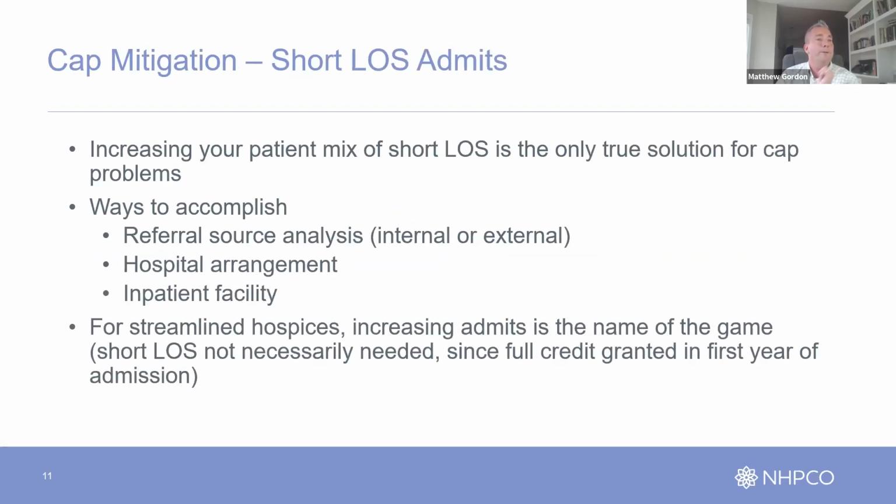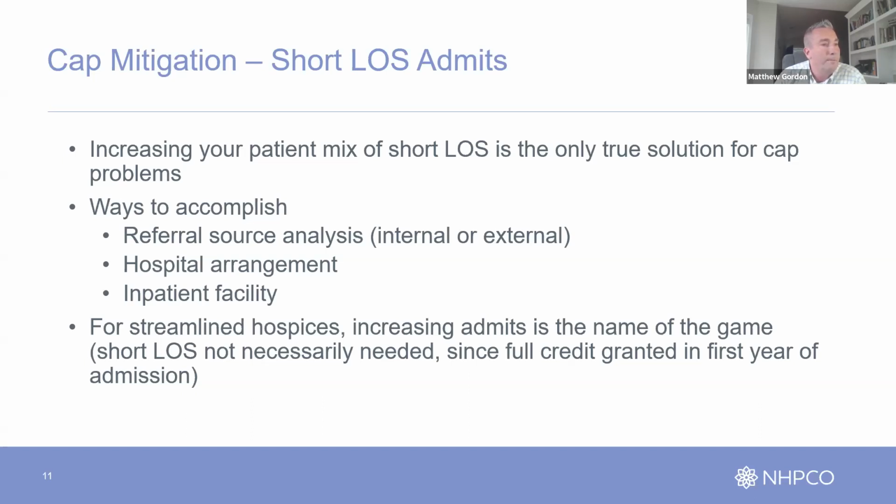Okay, so if you're in a CAP problem, what you need to do is increase your mix of the shorter length of stay patients. Now I know this is easier said than done. A lot of smaller, mid-sized hospices have a lot of trouble getting these shorter length of stay patients, just getting into the proper referral sources or whatnot. So I'm not saying it's easy, but from a mechanical standpoint, it's important.